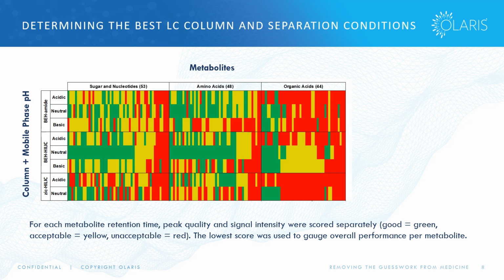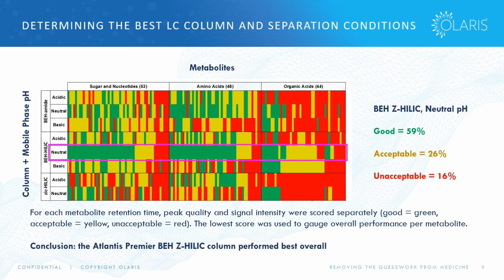And so there you can see here there's three different columns that we used in the different mobile phase conditions. And what you can clearly see from here is that in our hands, the particular column that operated well was the BEH HILIC column in neutral conditions, where almost 60% of the metabolites that we looked for had good performance and 26 acceptable. And so what we decided to do is to move forward with this particular column, the BEH HILIC column, for our further method development.